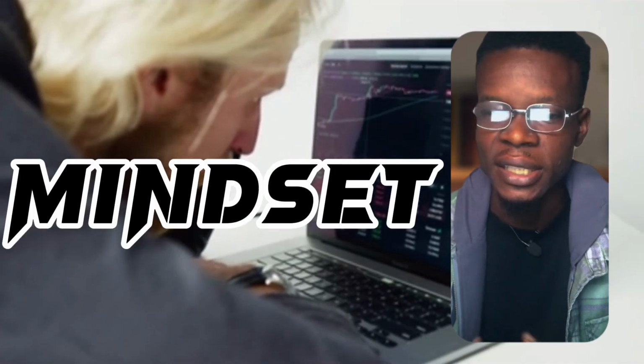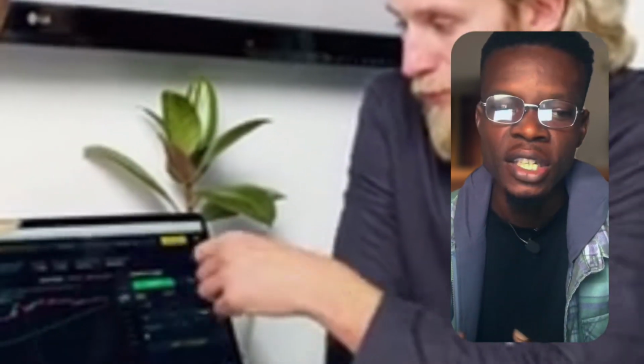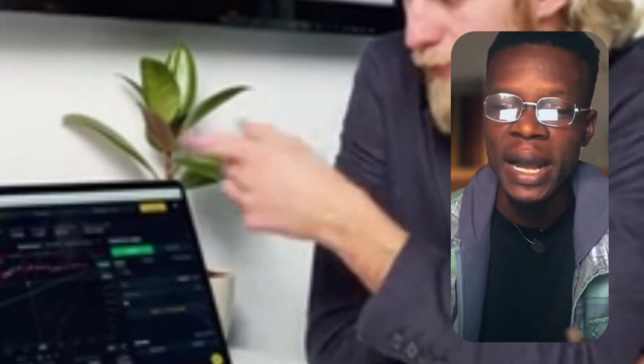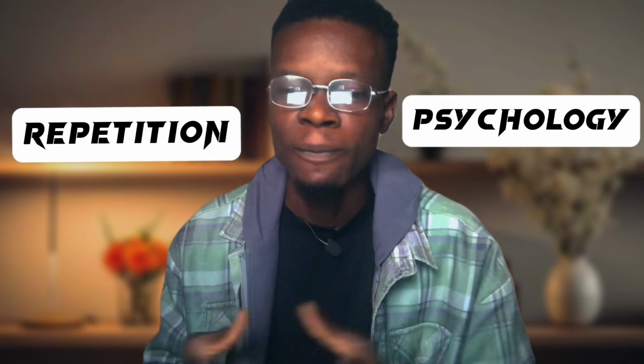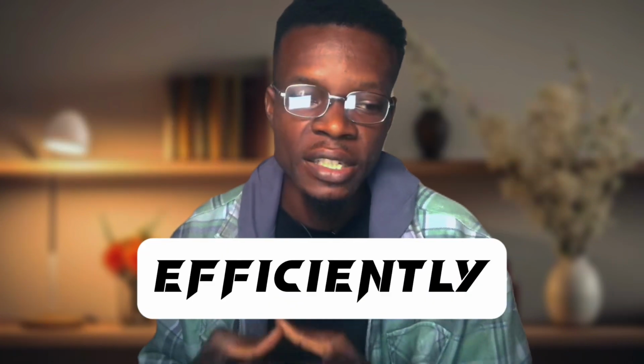Now, how do you develop or design a trading strategy that actually works? You need to have the right mindset, and then that will create the environment to be able to spot some trading patterns. And you need to be very good at repetition. And again, you need to have the right trading psychology. That way, you will be able to trade efficiently and be profitable in the market.